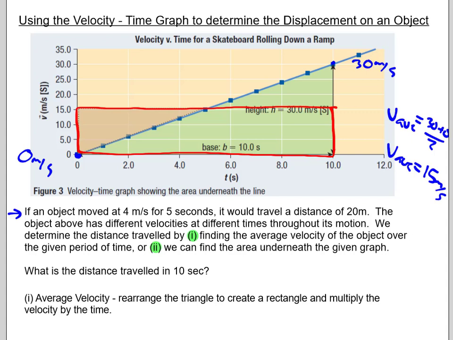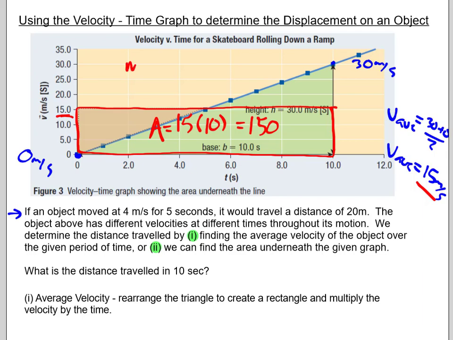Okay, which makes it easier to find the area. Now if you notice, when I cut that triangle off, lo and behold, I landed at 15, which was the average. So the area under this curve is 15 times 10, or 150 would be the number. Now the question is, what is the units?